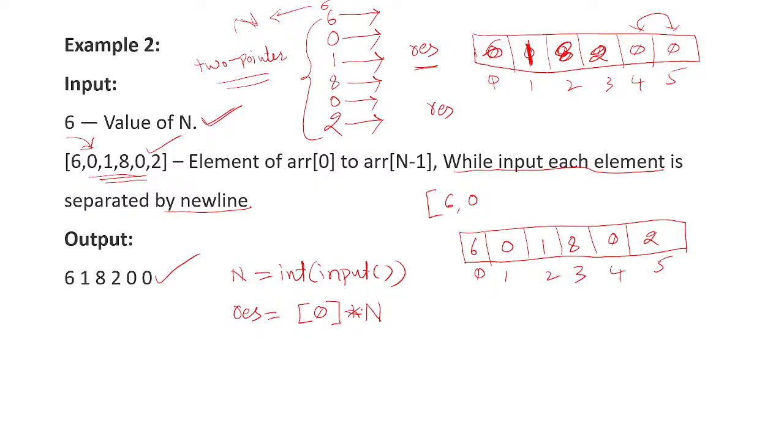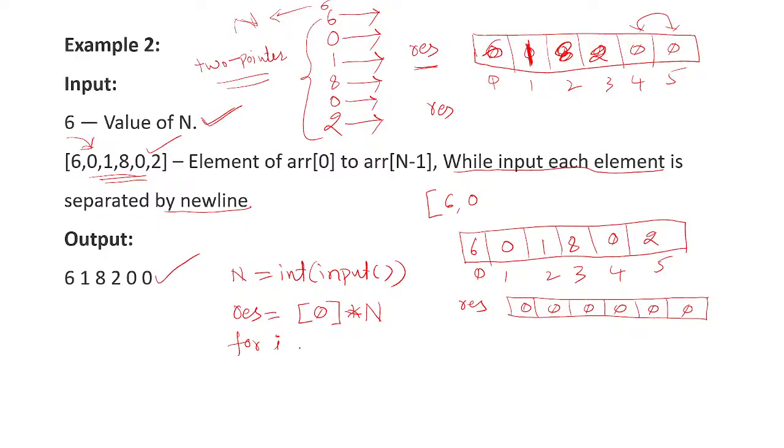Here multiplication indicates repetition. That means repeat 0 in this list N number of times. So it creates a result array containing all zeros. Like this, this is your result array created from this statement. Once you have the result array, you run a for loop to read the input one by one.